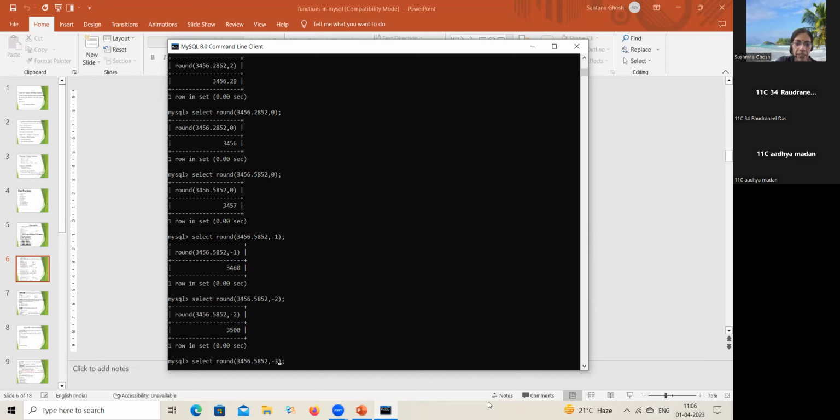Because deciding factor is less than 5. This is my deciding factor. -1, -2, -3. This is my deciding factor. Deciding factor है तो more than, 5 से छोटा है तो it will be thousands place पे round off होगा, 3000. Let's do one more example.